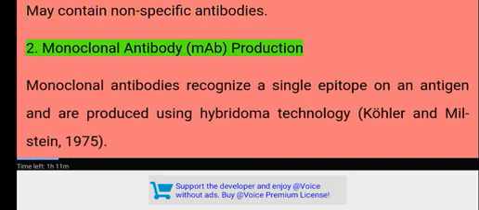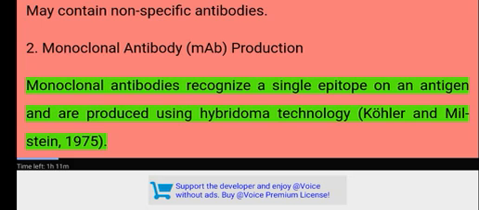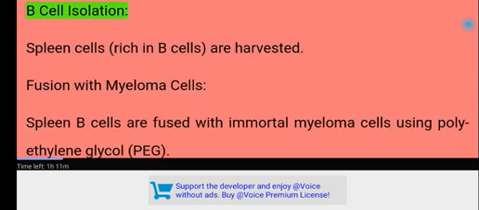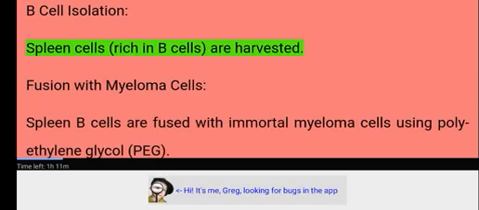2. Monoclonal antibody, mAb, production. Monoclonal antibodies recognize a single epitope on an antigen and are produced using hybridoma technology, Kohler and Milstein, 1975. Steps. Immunization. A mouse is injected with the antigen multiple times to stimulate B cell production. B cell isolation. Spleen cells rich in B cells are harvested.